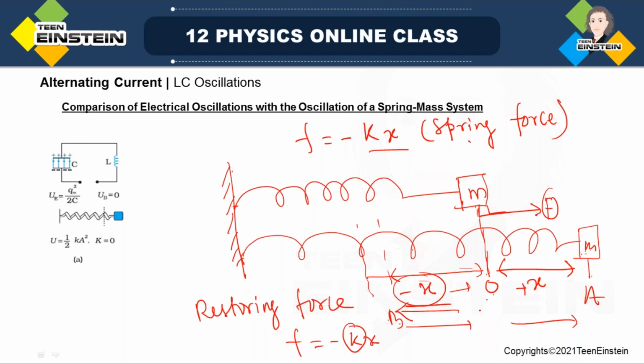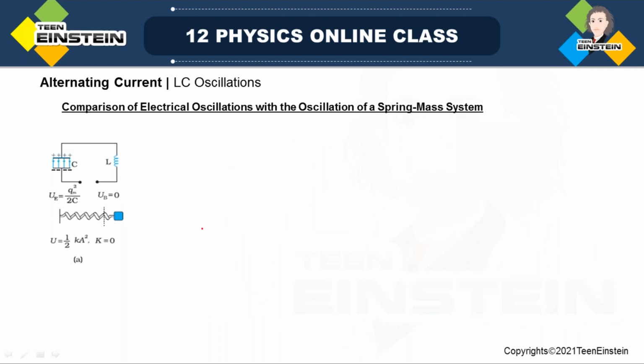So this is actually the simple harmonic motion which this block will execute. This is called the spring mass system or spring block system, a very important, well known and very simple model of simple harmonic oscillation. Here we'll be comparing our LC oscillation with this spring block oscillation. So let us see here. I think you are able to see this figure, which is taken from your NCERT textbook itself, just for demonstration.